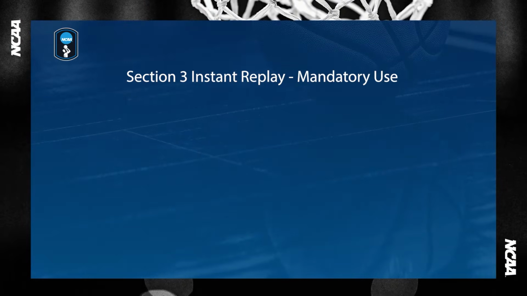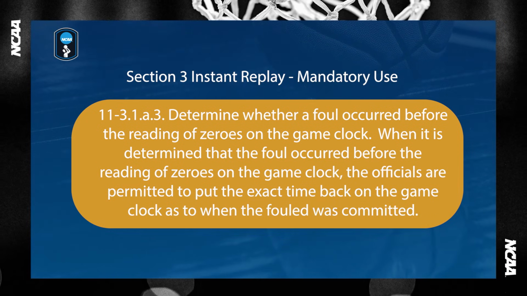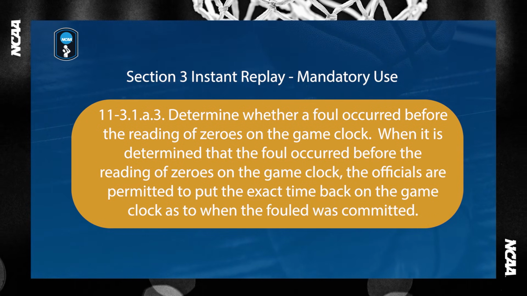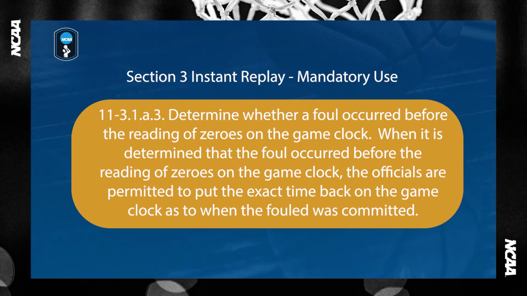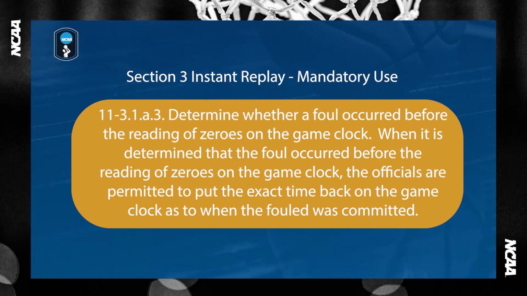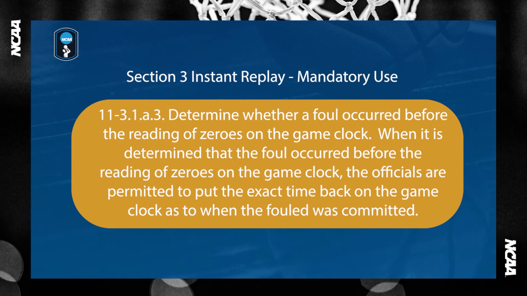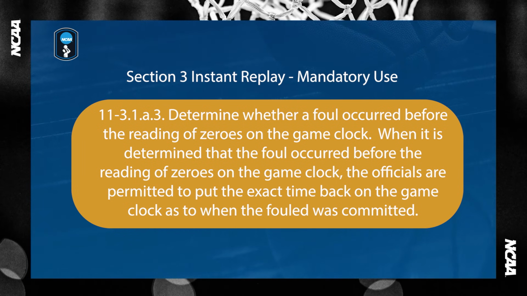According to Rule 11, Section 3, Article 1.3, officials must use the monitor to determine if a foul occurred before the reading of zeros on the game clock. When it is determined that the foul occurred before the reading of zeros, the officials are permitted to put the exact time in the game clock as to when the foul was committed.